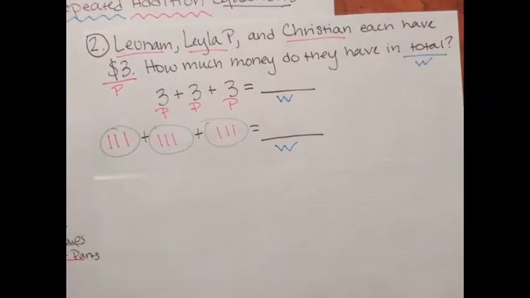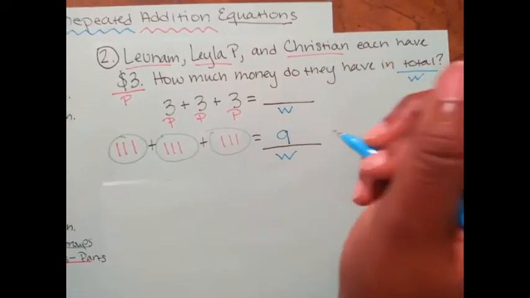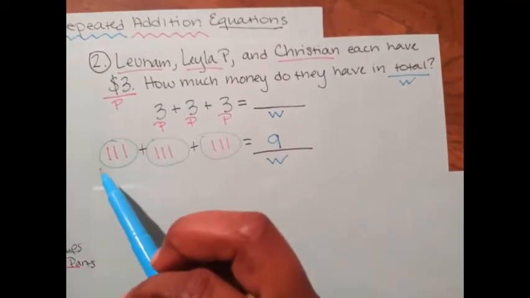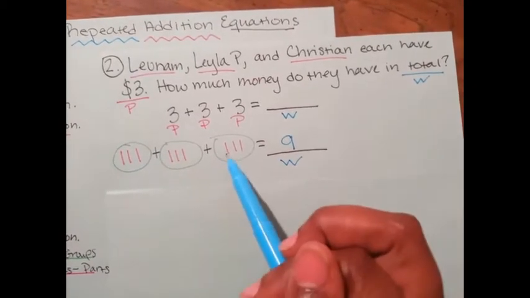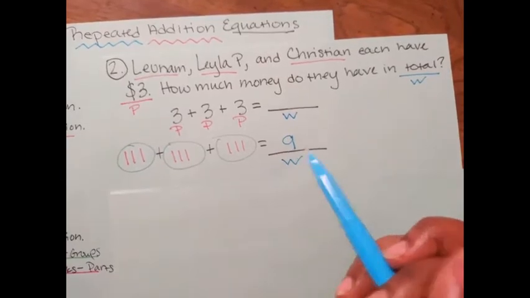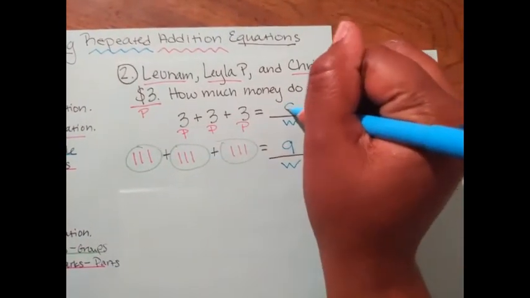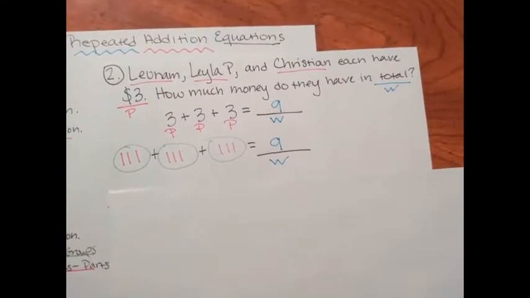So the answer that we should have gotten was 9. Because after we've counted our tally marks, 1, 2, 3, 4, 5, 6, 7, 8, 9, we would have come to the number 9 and we would have correctly answered our question.